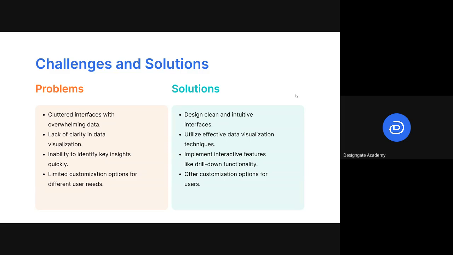Okay. Limited customization option for different user needs. And for here, you can also offer customization options for users. If you notice, a lot of apps now offer customization, although sometimes it doesn't help. Okay, and I think in iOS 18, iPhone is even bringing more customization to users on iOS, and very soon people's iPhone is going to look like Android.